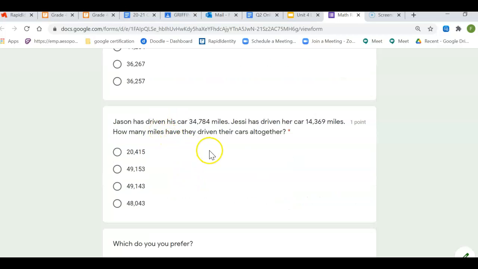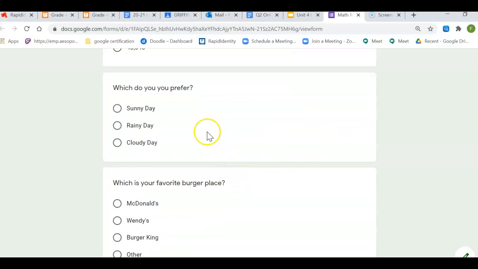The next one, Jason has driven his car 34,784 miles. Jesse has driven her car 14,369 miles. How many miles have they driven their cars together? So, using your notebook, make the calculation and then click on the answer choice.